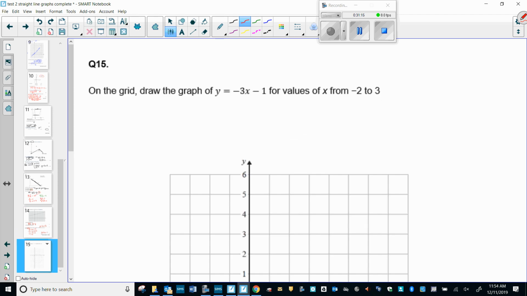On the grid, draw a graph of y equals -3x minus 1 from the values -2 to 3. So again, like the one we talked about the other day, you could plot yourself a little table of values: choose some values, substitute them in, and plot them as coordinates. Okay? What's our other option? Erin? I just substituted the x coordinate into y equals mx plus c. Okay, that's essentially what I just said. What's the other method? Cheyenne? Just plotting.